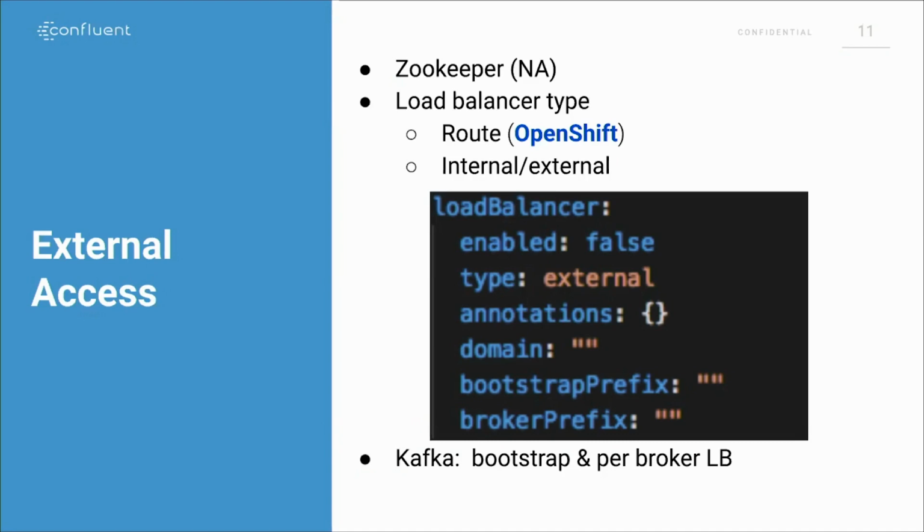This is an example for Kafka, because you can run multiple Kafka clusters on the same Kubernetes, but you want to make sure your brokers have different endpoints, right? So that's why you can change both the bootstrap prefix and the broker prefix. In our demo, we're going to talk about how all this stuff looks.